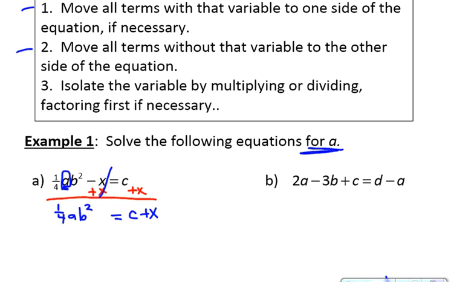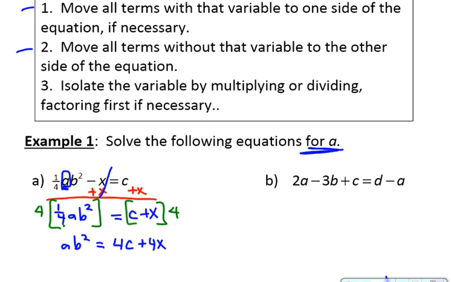So step 3, we want to isolate by multiplying or dividing, factoring if necessary. So on this one, we're going to need to get rid of the 1/4 right there. So to get rid of the 1/4, we're going to multiply both sides by the reciprocal. So I'll multiply both sides of this equation by 4 and be left with 4 times 1/4 is 1. So I'm going to have A B squared is equal to, and I'll distribute. So that's going to give me 4C plus 4X.